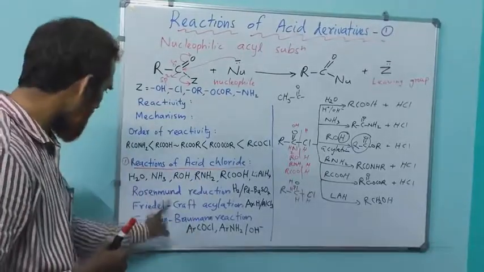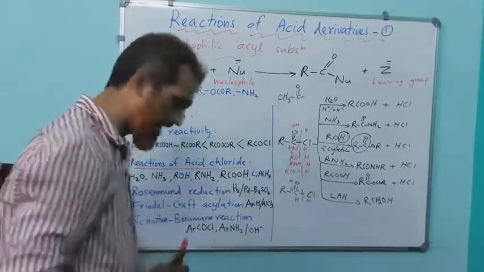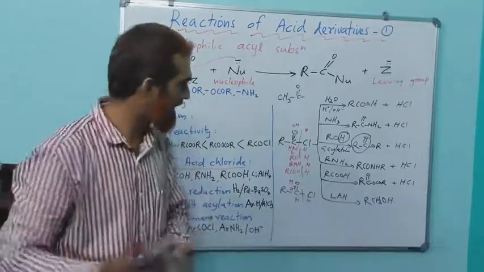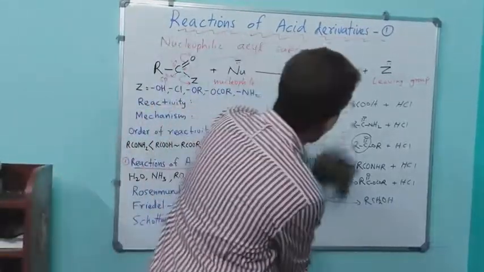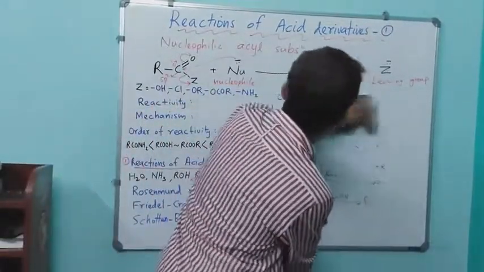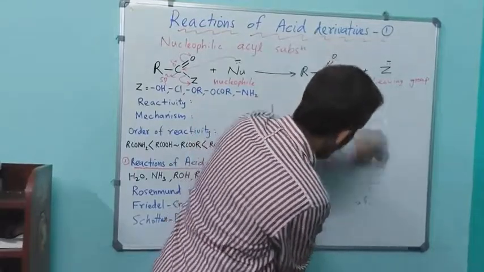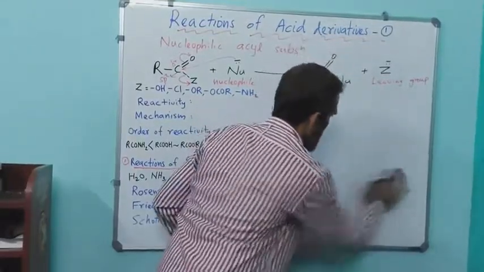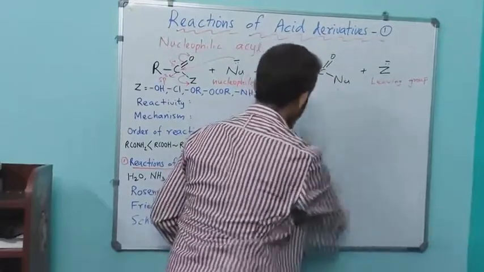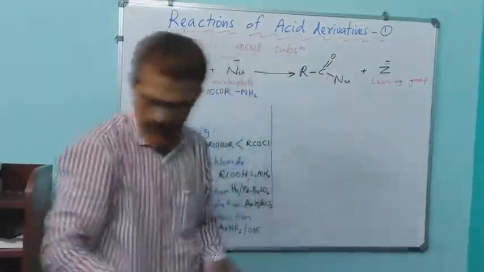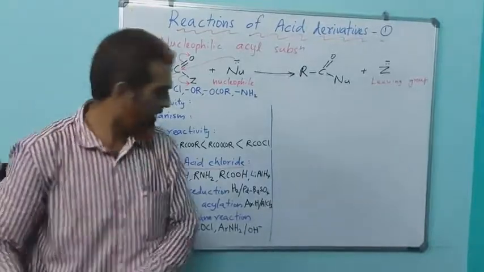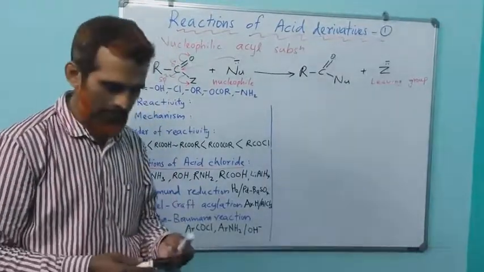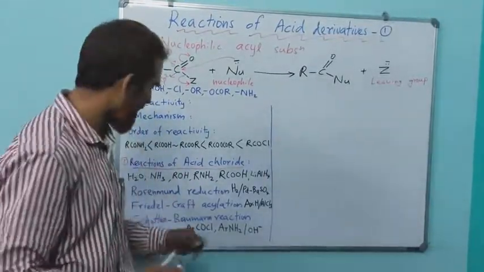Now finally, we have 3 special reactions to mention. Name reactions, which are also related to these reactions only, but we particularly mention these reactions. The first one is Rosenmund reduction. What is its importance?